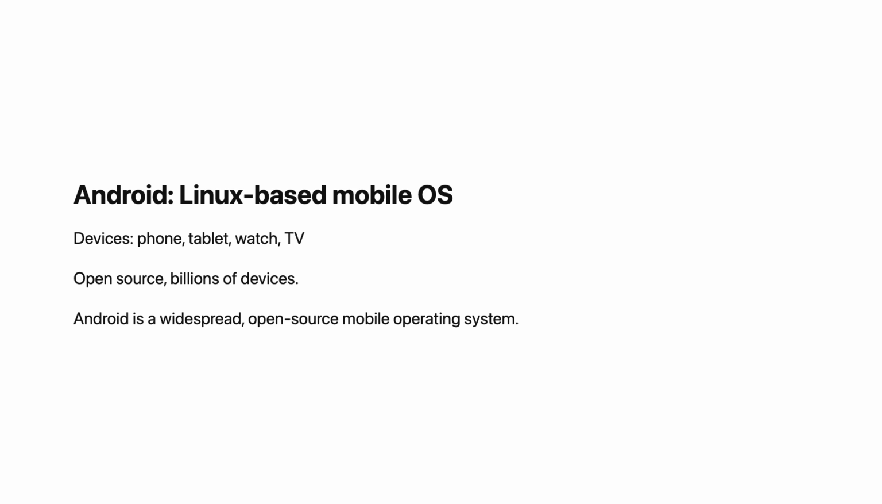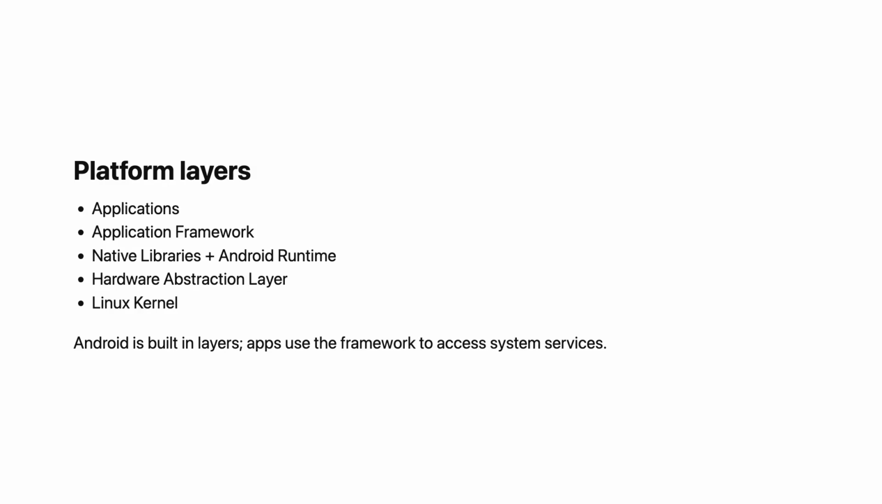Android is built in layers. The Linux kernel sits at the bottom. It manages hardware, memory, processes, and security. Above that, the hardware abstraction layer lets the platform talk to specific devices. Camera, GPS, sensors, native libraries, and the Android runtime provide system services.